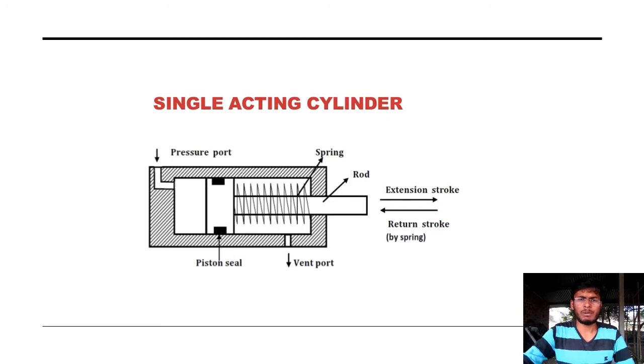If you apply fluid pressure from the left side port, then the piston moves in the right side direction. You see here, the piston moving in the right side direction with the help of that fluid pressure. This is called the extension stroke, and the remaining fluid passes through the vent port. With the help of the spring force, the piston returns to the left side, and this is called the return stroke. So this is the working principle of the single acting cylinder.